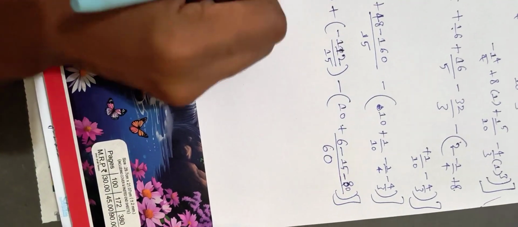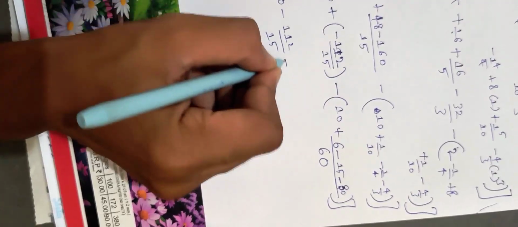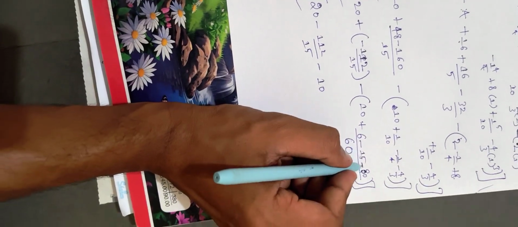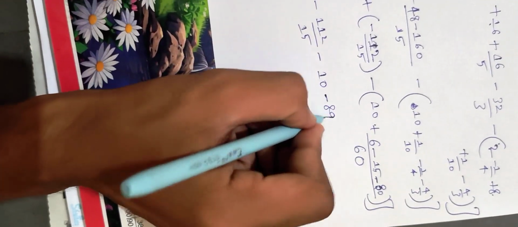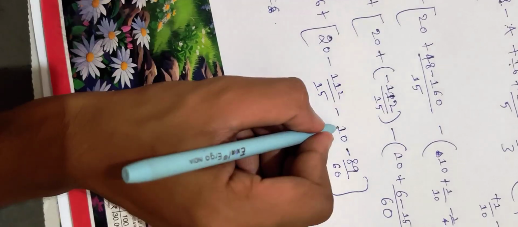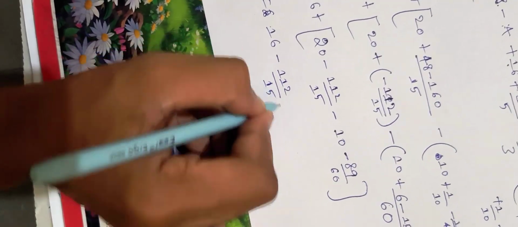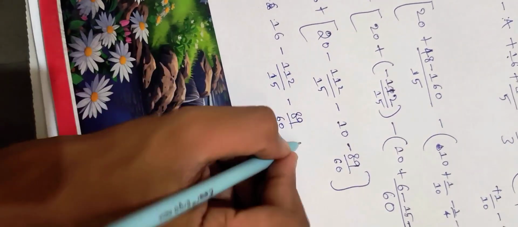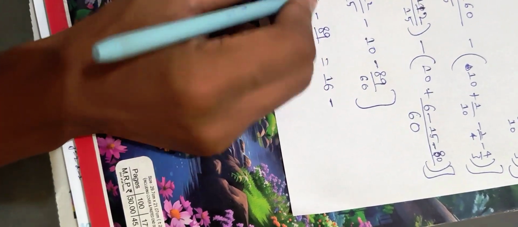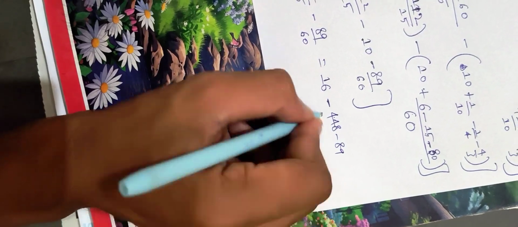Is it clear, student? It is just a simple calculation. So 20 minus 112 divided by 15, minus this becomes 10. So 6 minus 15 minus 9 minus 80 is minus 89 divided by 60. So 6 plus 20 is 26, minus 10 is 16, minus 112 divided by 15, minus 89 by 60. Just simplify this expression. The LCM of 15 and 60 is 60, so multiply by 4 here: 448 minus 89 divided by 60.